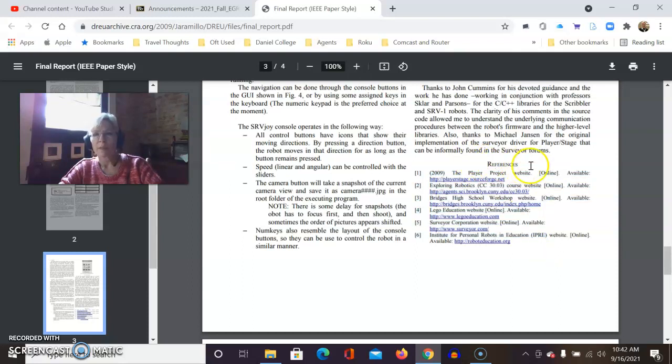It's called references, and these sources are in order by number, in the order in which I've encountered them, not in alphabetical order like they are in some other formats.